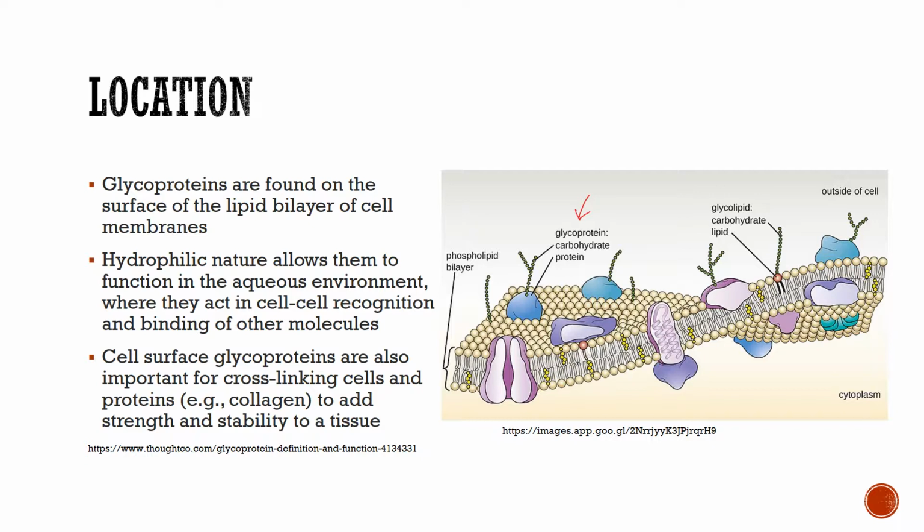The location of glycoproteins. Glycoproteins are found on the surface of the lipid bilayer of cell membranes. Their hydrophilic nature allows them to function in the aqueous environment, where they act in cell-cell recognition and binding of other molecules. Cell surface glycoproteins are also important for cross-linking cells and proteins to add strength and stability to a tissue. And to your right is an image of the cell membrane, and glycoprotein is highlighted with the arrow above it.